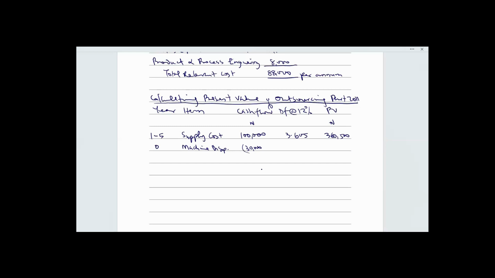Since the purpose of our calculation is on cost, that saving of 30,000 naira will be in brackets, which will reduce the total cost that the company will incur. At this point, the discount factor at year 0 is usually 1. So 1 multiplied by 30,000 will give us 30,000. So put it in brackets.